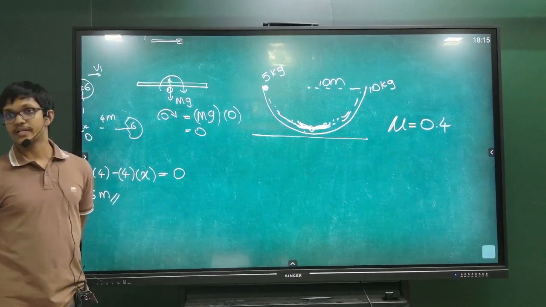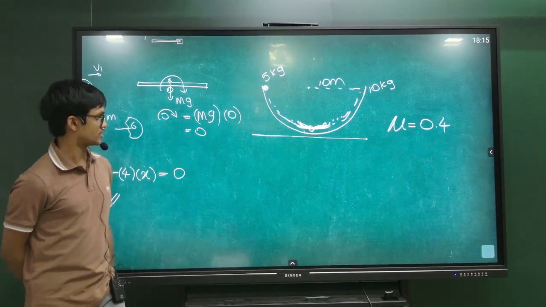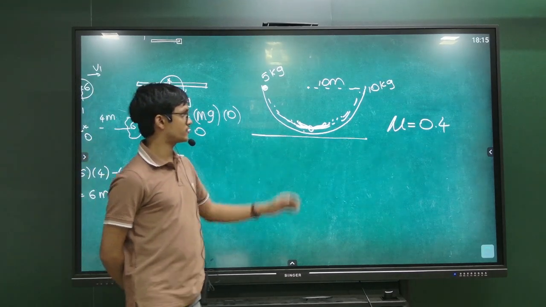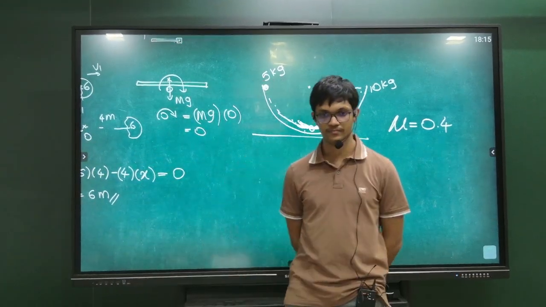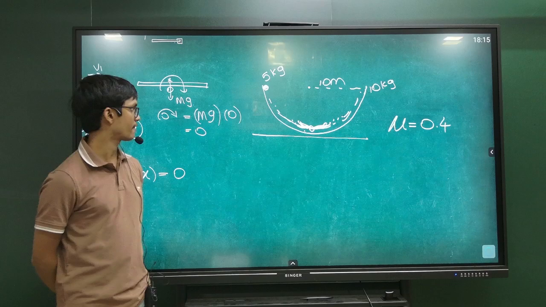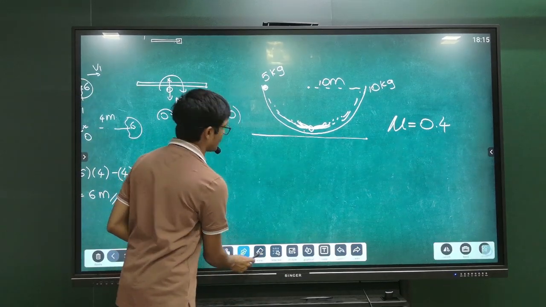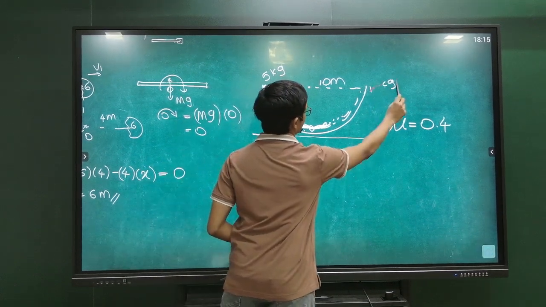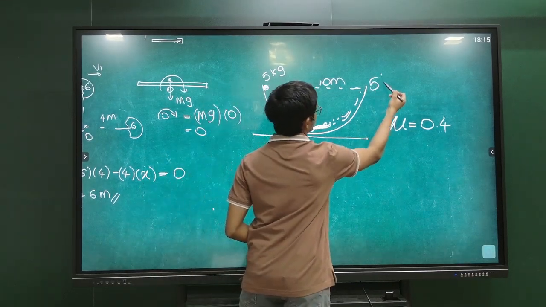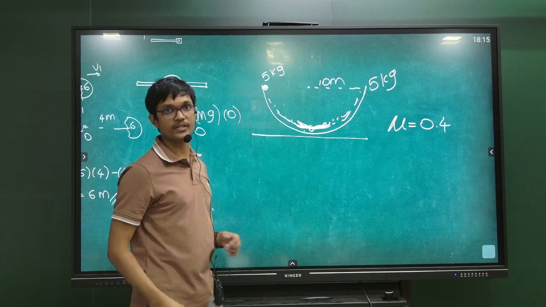Try to find the answer quickly. There's friction here. There's no friction here. This floor is frictionless. I'll make it a little bit easy. Let's make this one not 10 kilograms. Let's make it 5 kilograms. So this ball is 5 kilograms. This pebble is also 5 kilograms.